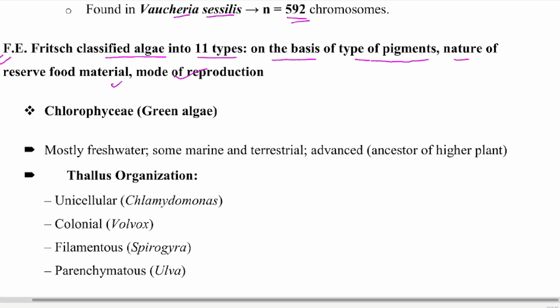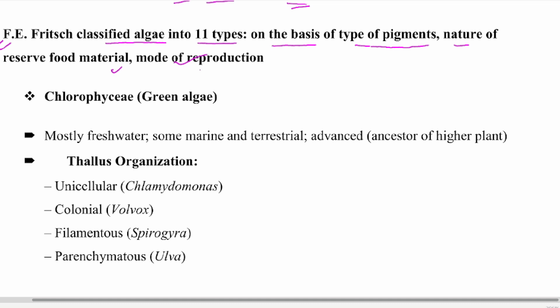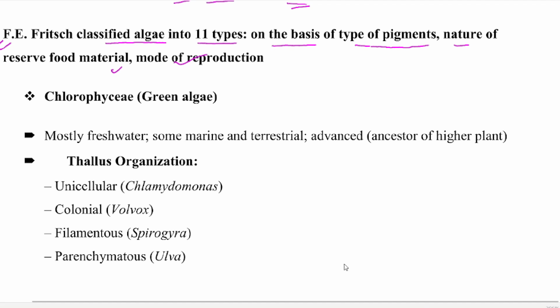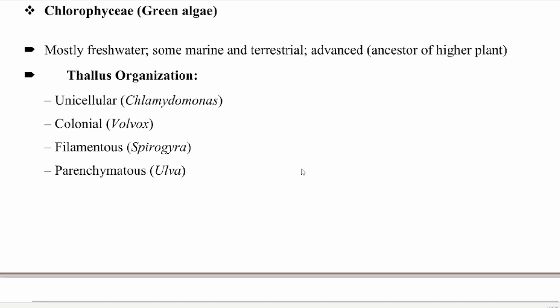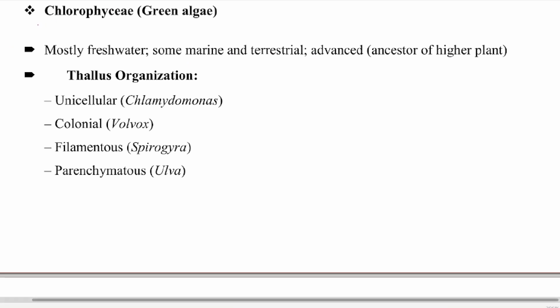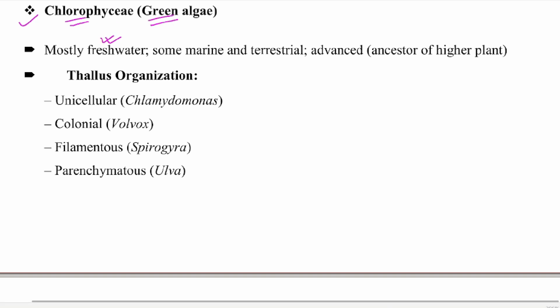So, talking about the classes of algae, there are 11 classes by F.E. Fritsch on the basis of type of pigments, nature of reserved food matter present in it, and the mode of reproduction that it follows. Now let's discuss a few types. First, start with the Chlorophyceae, also commonly called green algae. Green algae are mostly freshwater. Some are marine and terrestrial.